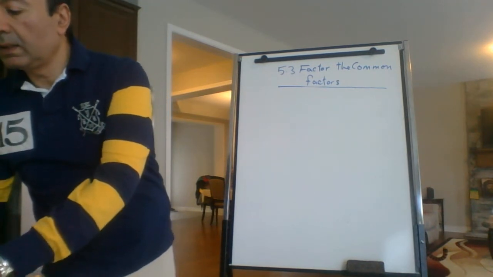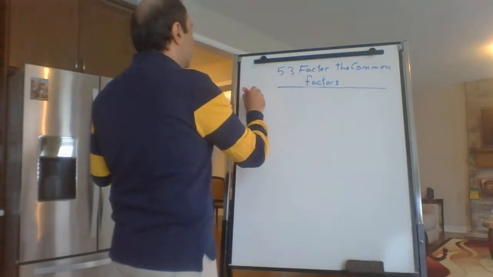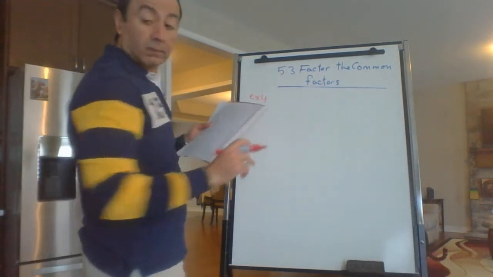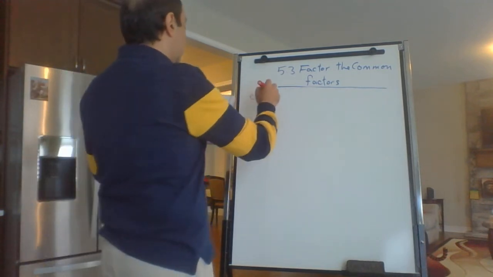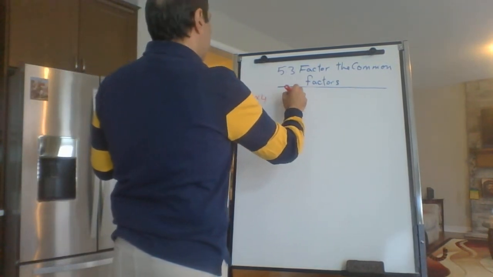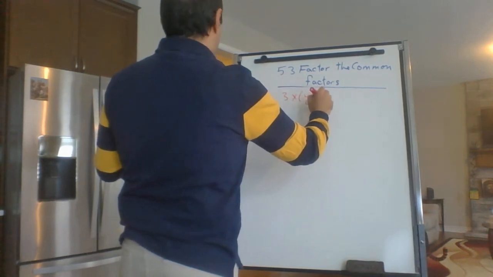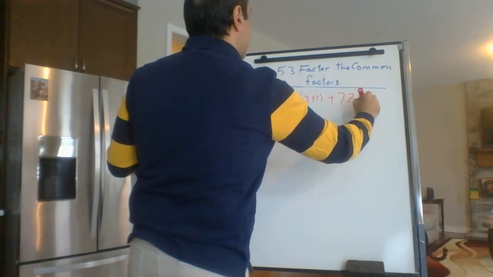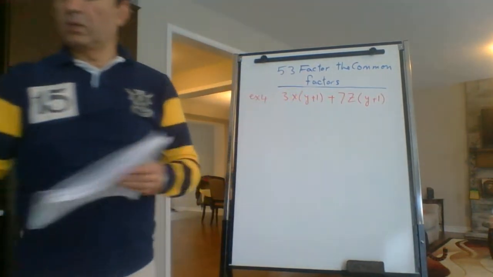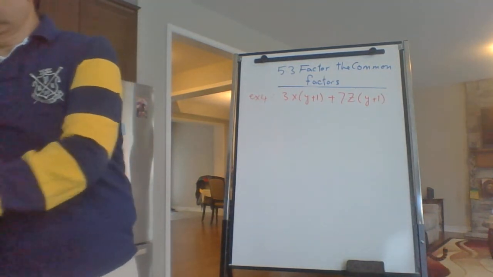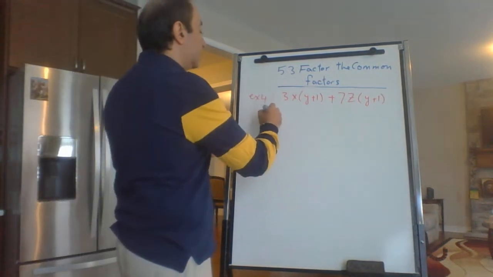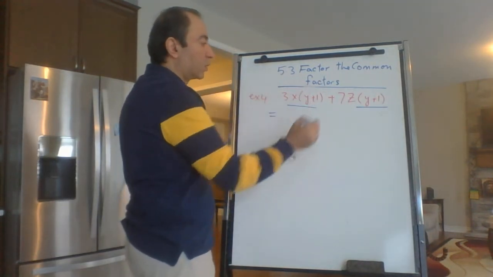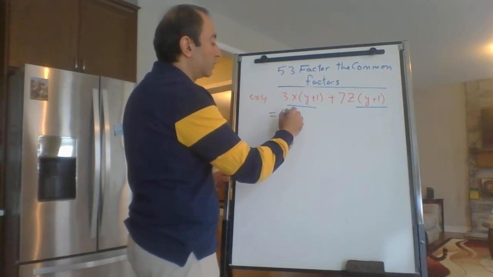Let us say we have example 4. It says 3x times (y plus 1) plus 7z times (y plus 1). When we look at this, what do you see is common in here and there? Everybody see that y plus 1 is common, so we can factor y plus 1 out.